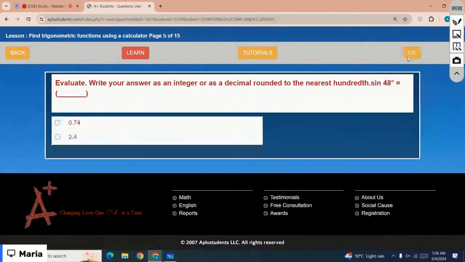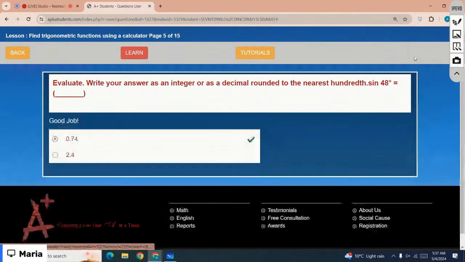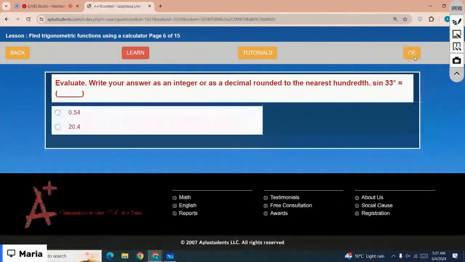The next one is sine 48. So, which is the correct option? Hold on, let me just calculate. Sine 48. That is 0.74. Option number 1 is the correct. Okay, the next one is evaluate sine 33. So, which is the correct option? That is 0.54.